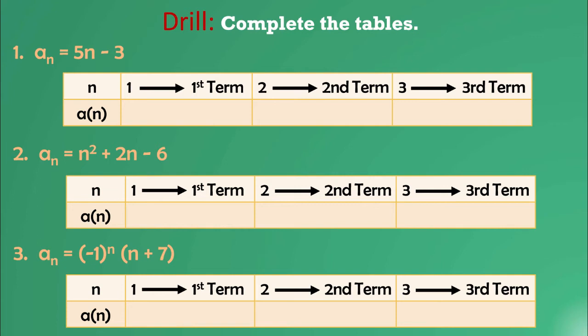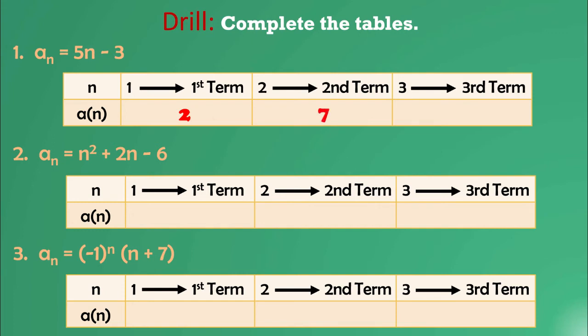Now let's discuss the answers. So here, for number 1, the first term is 2. To get the first term, simply replace n here by 1. So 5 times 1 minus 3, that will be 2.